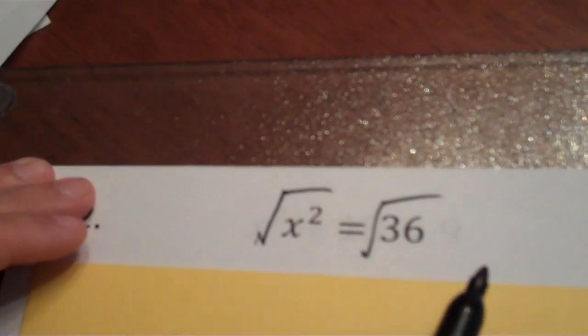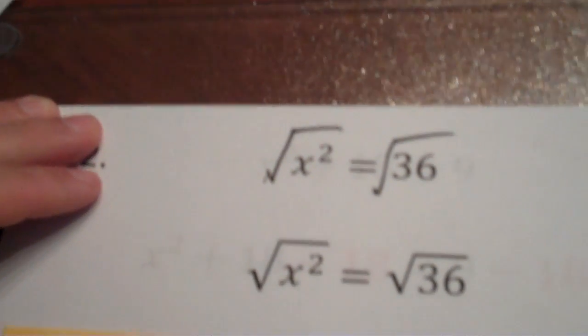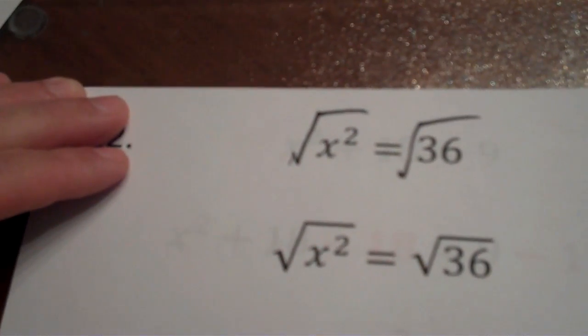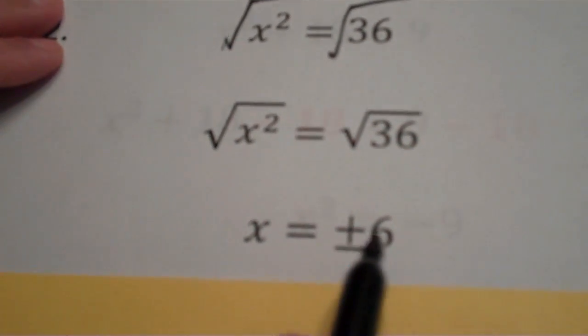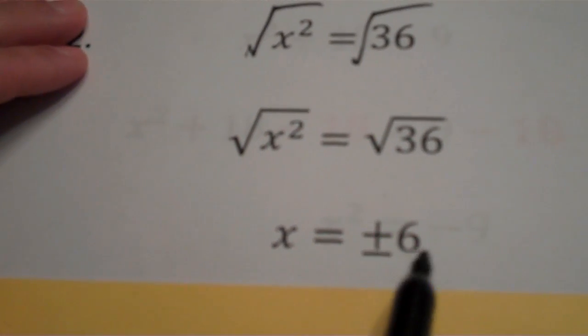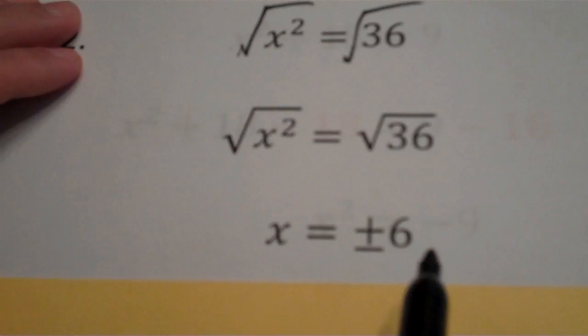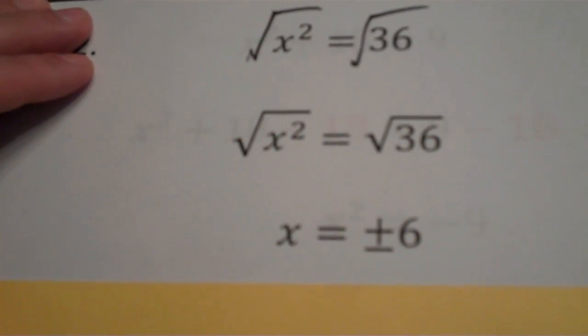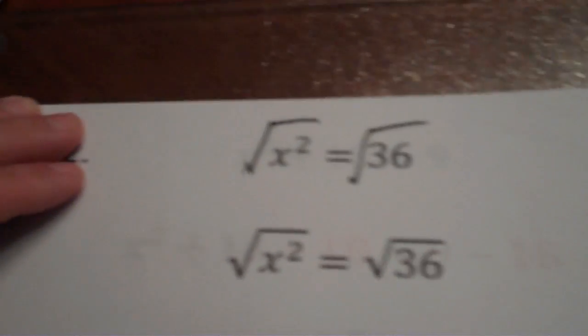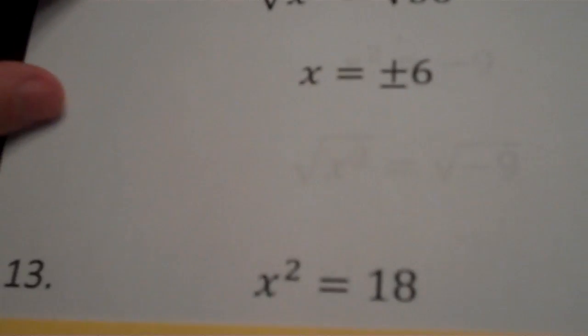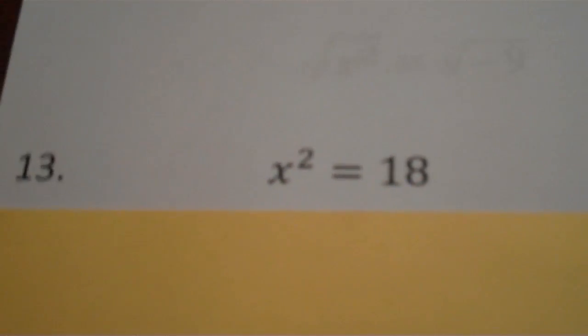So there are two answers to this question. When you take the square root of 36, you could either get a positive 6 or a -6. And this is a perfectly legitimate way for you to leave your answer on the test as well. So let's go ahead and take a look at a couple more and we'll be done.